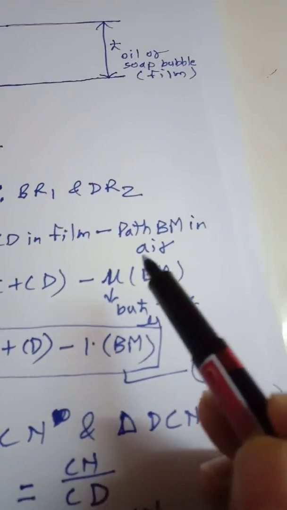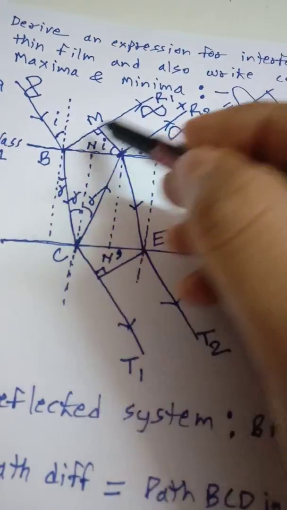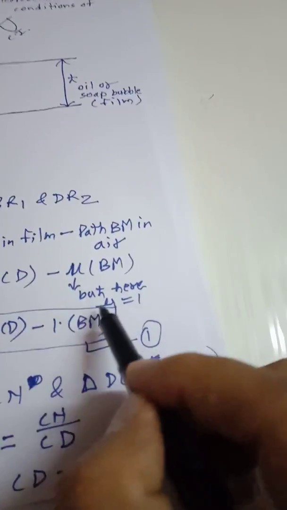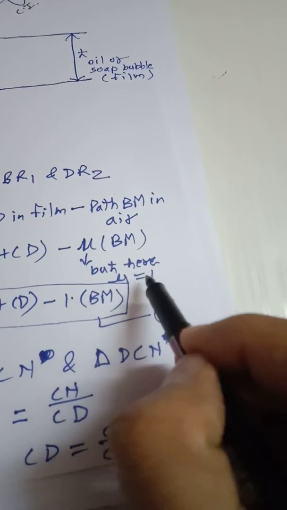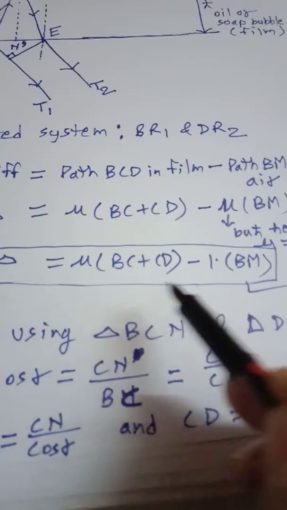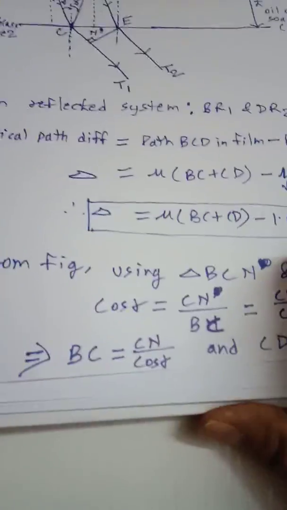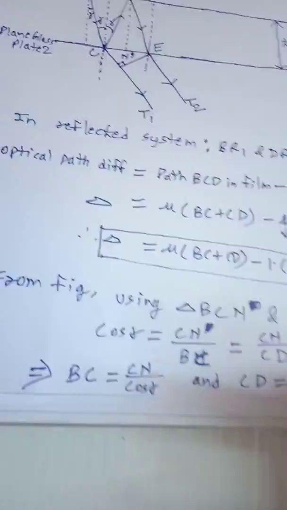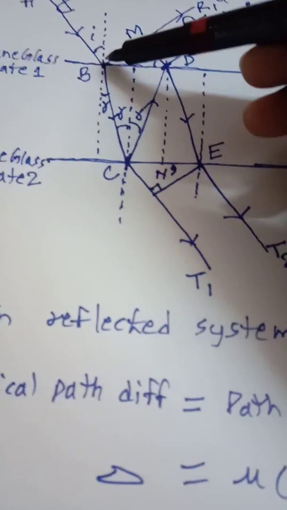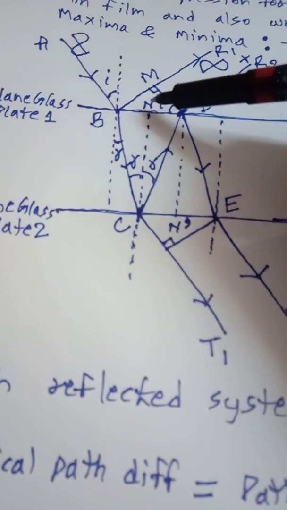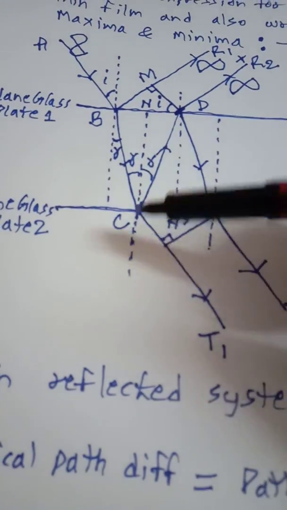And here also in air, BM is in air because it is above the surface, so it is mu times BM, but for air mu is equal to 1, so this equation becomes BC plus CD minus BM. Now we'll continue with the triangles, say triangle BCN as well as DCN.